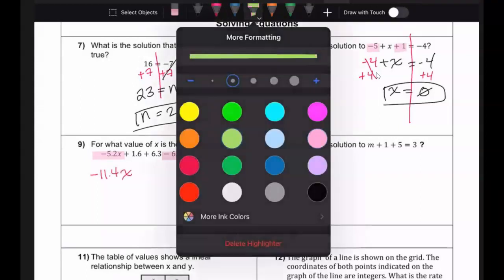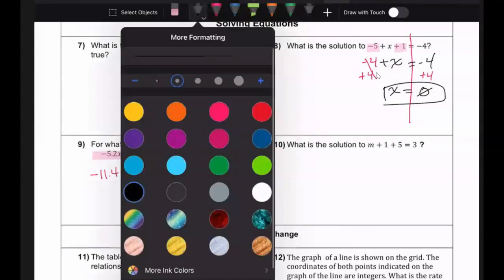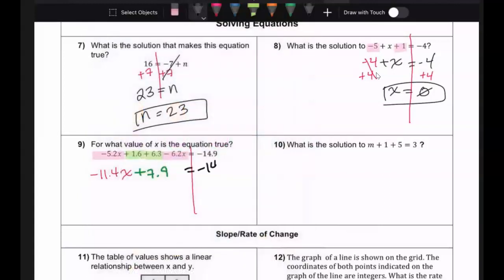Now let's see if there's any other like terms. Well, you'll notice you have a 1.6 that does not have an x, but you also have a 6.3 that also does not have an x. These are considered constant numbers that don't change, numbers without variables. Those can be combined. So if I add the 1.6 and the 6.3, these will be positive, and you will get 7.9. And you bring everything else down. So the negative 14.9.